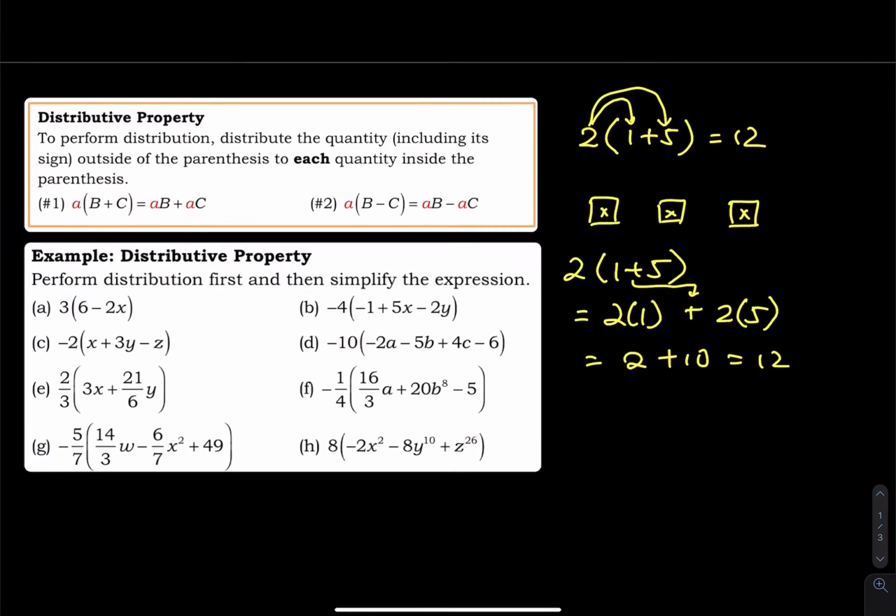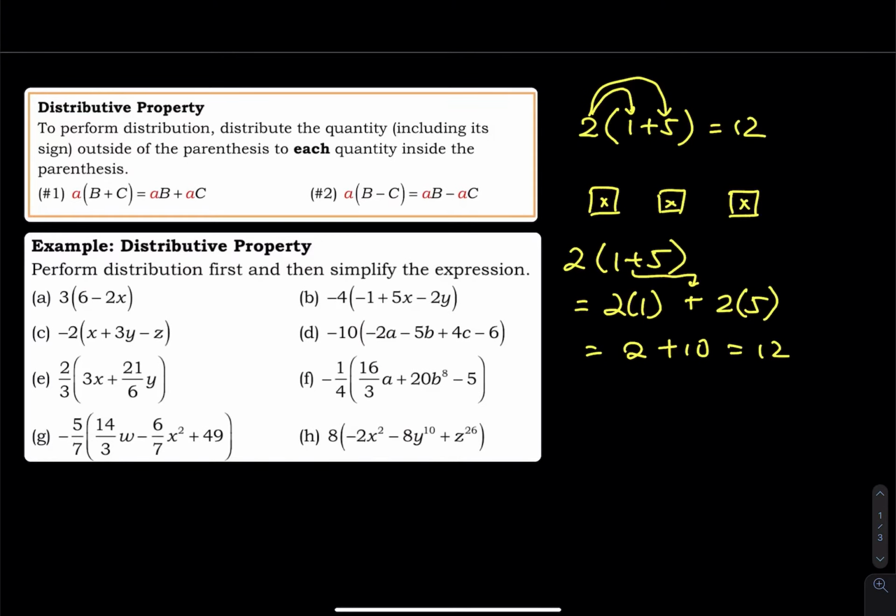What if that is minus? So let's say you have 2 times, how about this? 6 minus 3 is equal to 3. 2 times 3. Let's use a different number, I don't want to work with the 6 too many times. How about 10 minus 7? So 10 minus 7 is equal to 3. 2 times 3 is equal to 6, right?